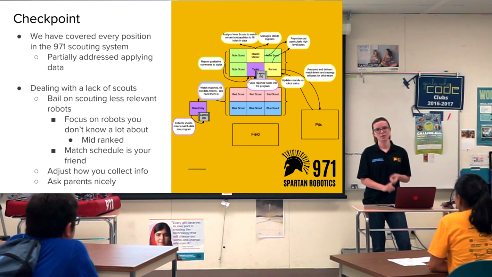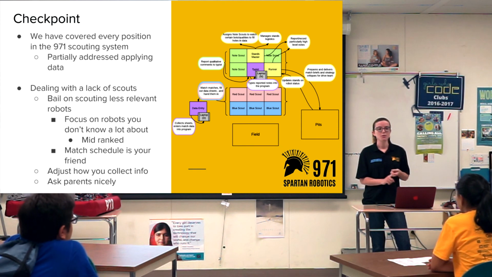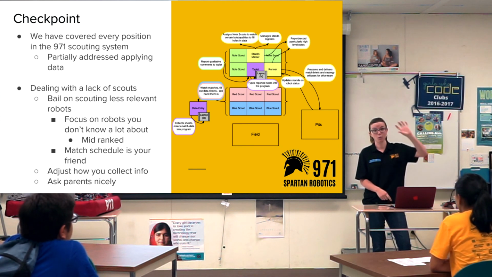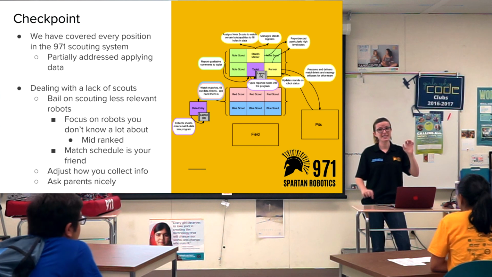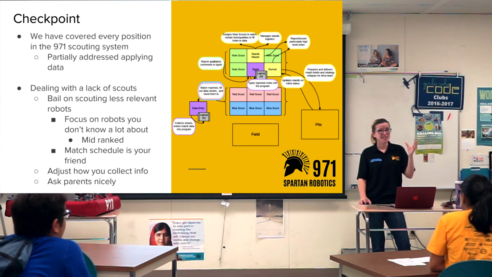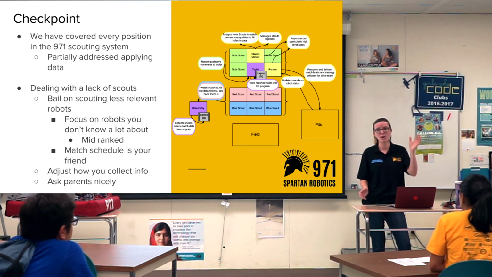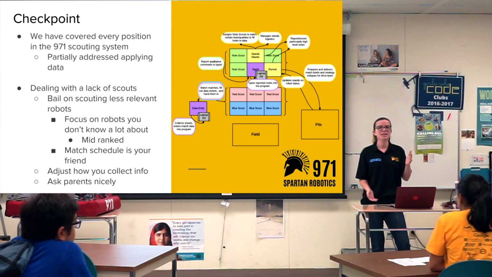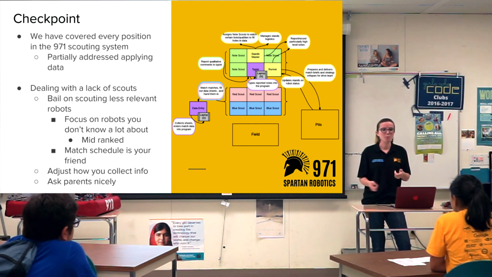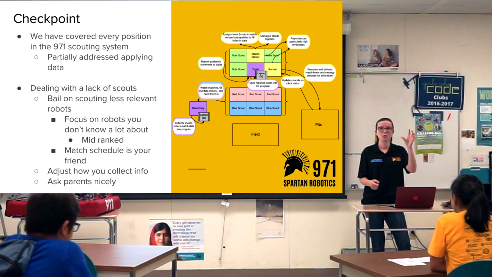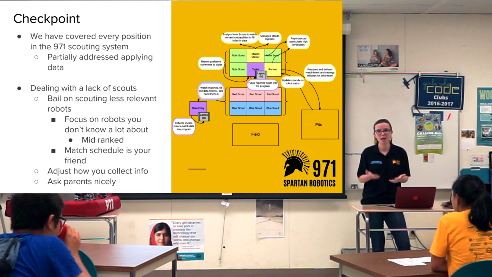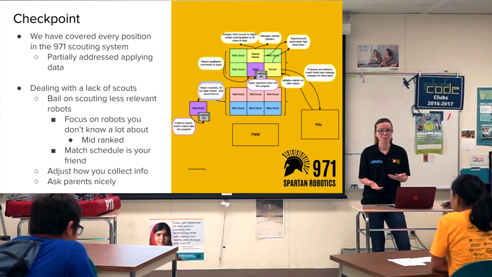Bail on scouting less relevant robots. What I mean by that is you want to focus on robots you don't know a lot about. The robots that are really good and the robots that are really not good, you kind of already know what you need to know about them. Like, you don't need to count every single point that the top ranked team is scoring. You know it's going to be a lot. It's not really going to help you make any significant decisions.